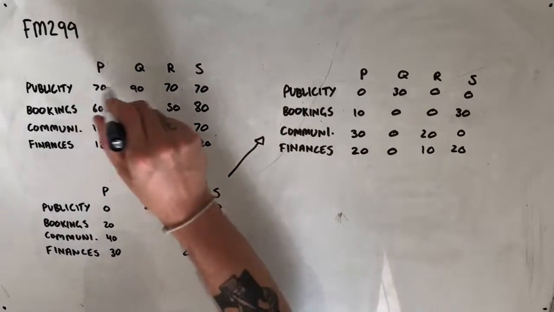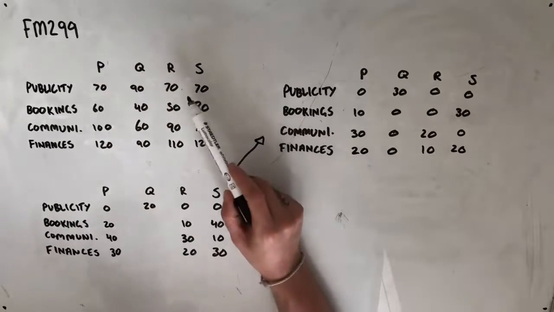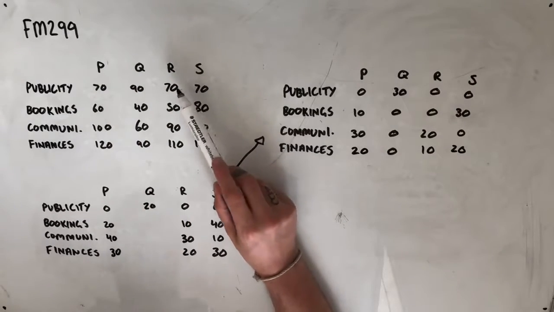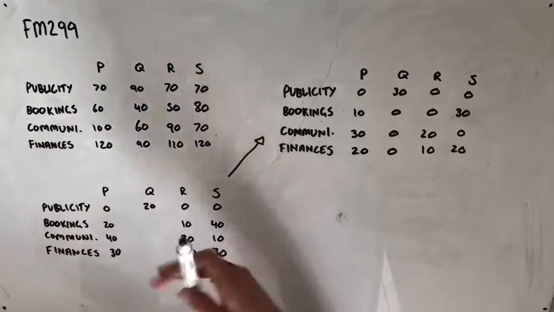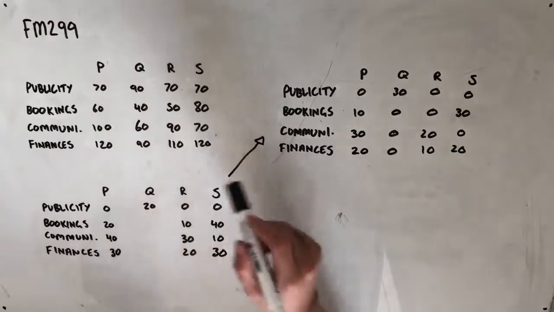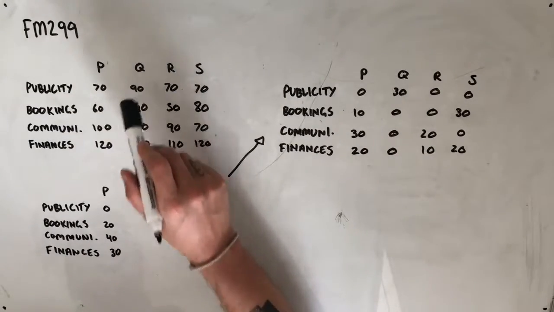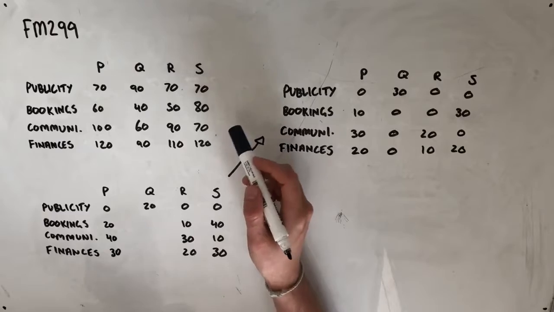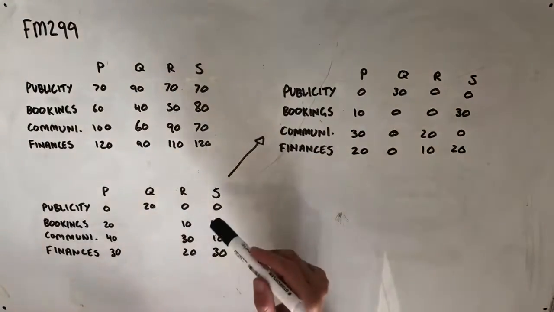So looking at this top row here, what we can see has happened is that the lowest number in this row, or the smallest element, is 70. So 70 is the lowest number, and that has been subtracted from each of the elements in this row. So when 70 is minus from 70, we get 0. When 90 has 70 subtracted from it, we get 20. 70 minus 70 is 0. 70 minus 70 is 0.